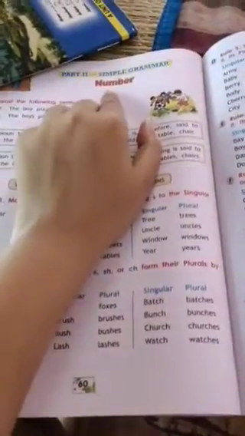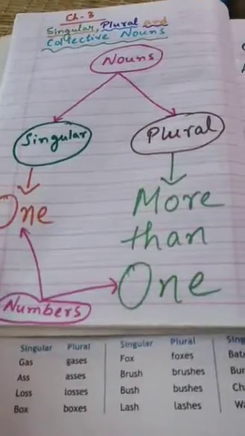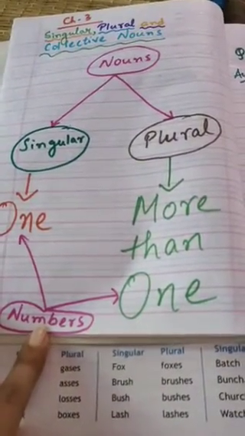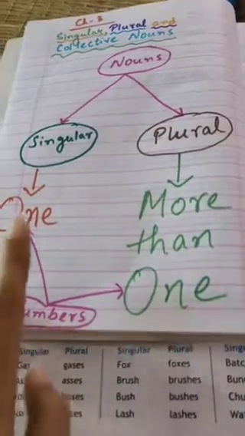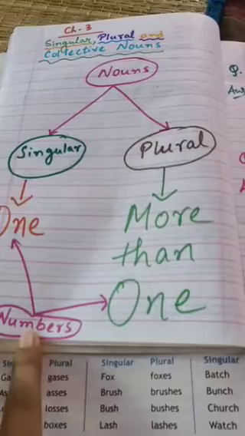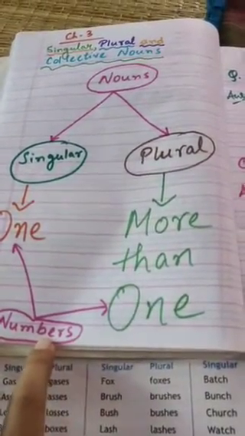So see, number. Here the chapter's name was number. As I told you, if you remember, see this, I had written numbers. Nouns can be of two types, singular and plural. Singular means one, plural means more than one, and both of these are numbers, correct? So now, let's move on.